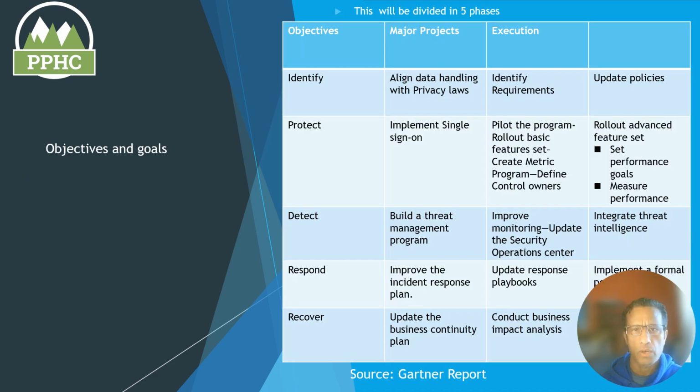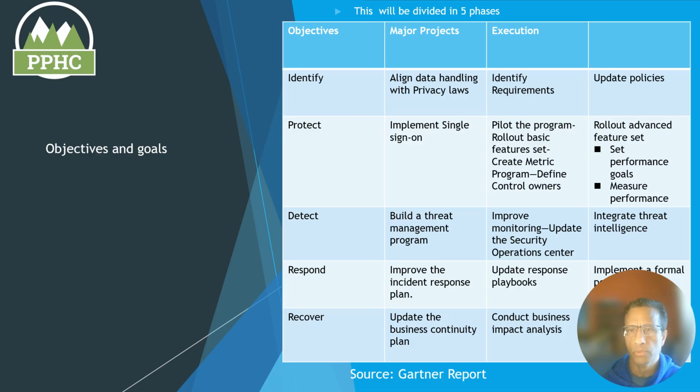So the objectives and goals: basically this will be divided into 5 different phases. First, identify the major projects that will be aligned in data handling with the privacy laws, identify requirements, and then we will update the existing policies and other policies as well. Next, we're going to implement single sign-on, pilot the program, roll out basic features, create metric programs, and define control owners.